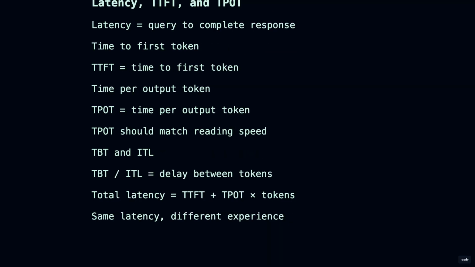Two systems can have the same total latency and still feel very different. That's why you sometimes trade a faster start for slower token generation, or the reverse, depending on what your users value most.